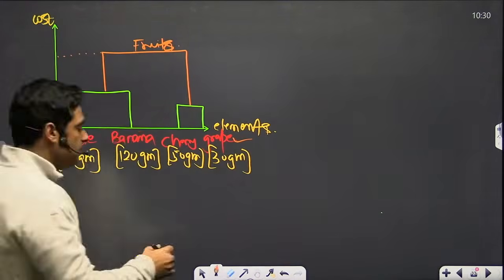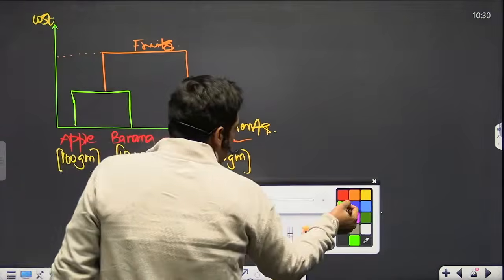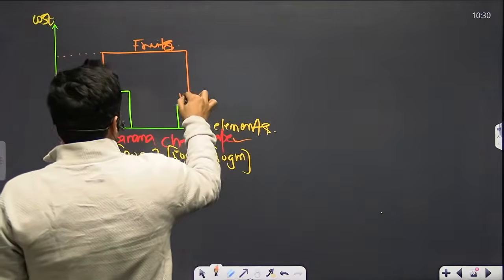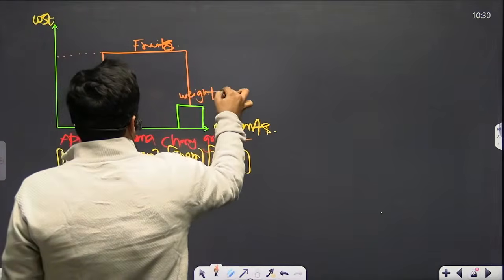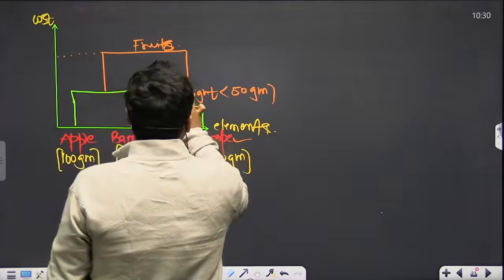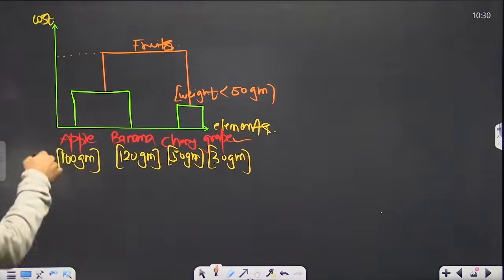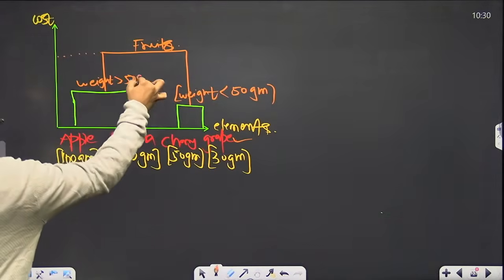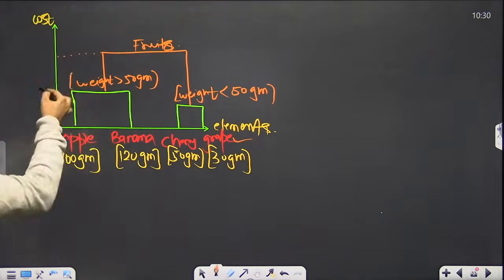I can just name the smaller one, the small basket, as weight of fruits less than 50 grams, okay. I can just name this basket as weight of the fruits less than 50 gram, and this basket as weight greater than 50 grams, okay.